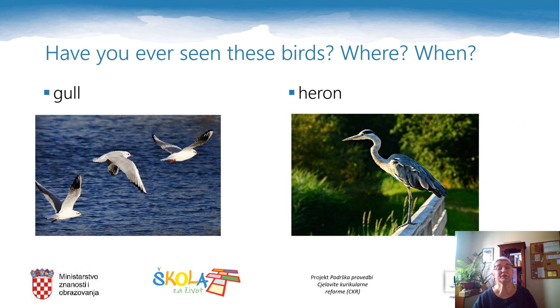All these birds, the birds on this slide and a few more slides, have been seen in Croatia. Have you ever seen these birds? Can you name them in English? If you have, where was it? When did you see them? What were they doing? The first two birds are a gull and a heron.